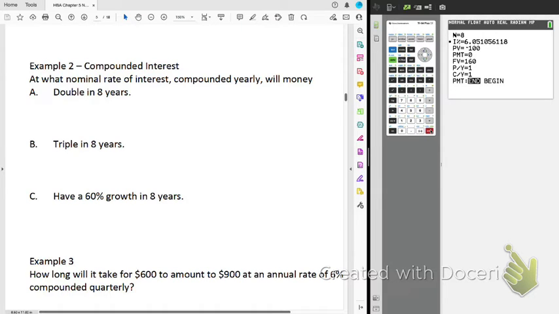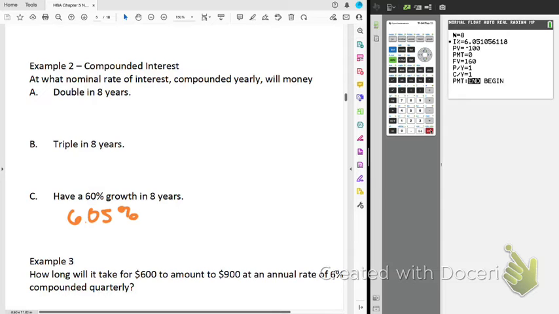All of these together should make sense. Doubling is more than 60% growth, so the interest rate is lower for this one than it would be for the doubling, and tripling would be even higher. Okay, so we got that 6.05%. Any issues so far? All right, let's take a look at example 3.